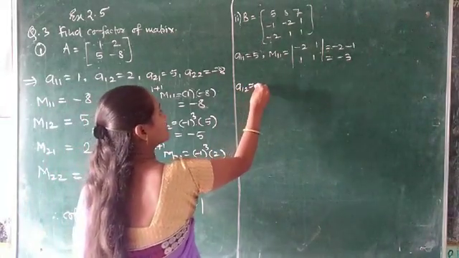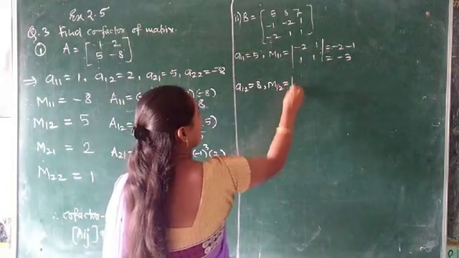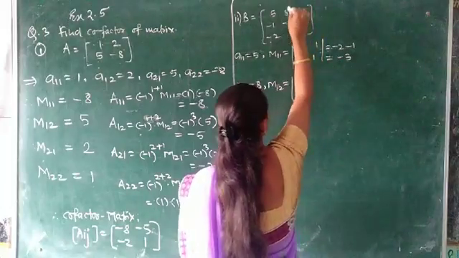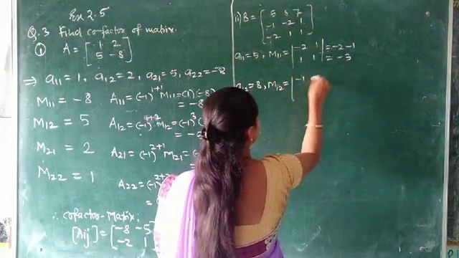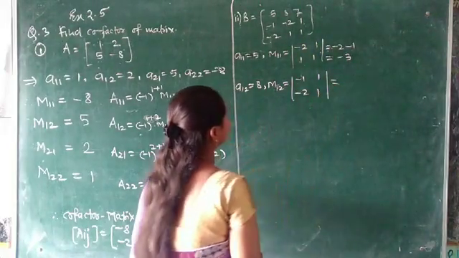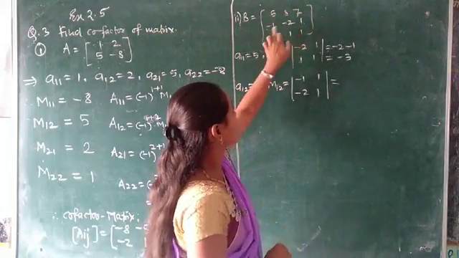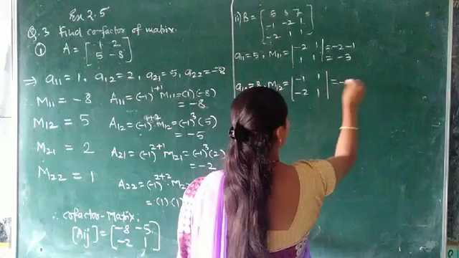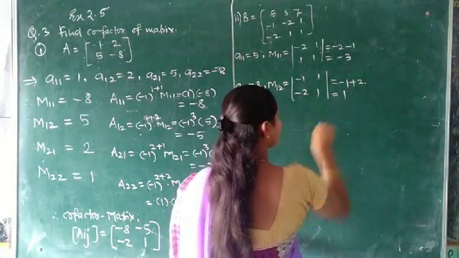Next, A12 is equal to 8. Therefore, M12: deleting the first row, second column, the remaining is [-1, 1; -2, 1]. Which row was deleted? The first row and second column. So minus 1 into 1 is minus 1, and here it is minus sign and minus 2, that is plus 2. So it is plus 1.